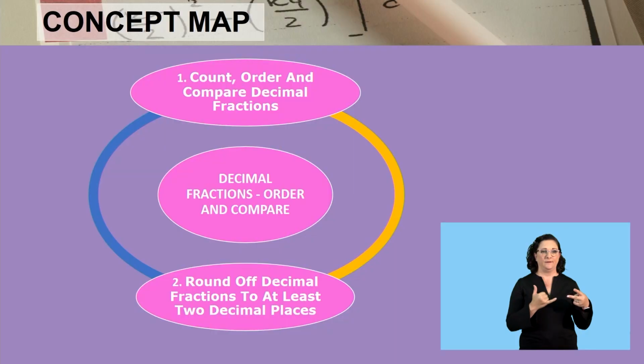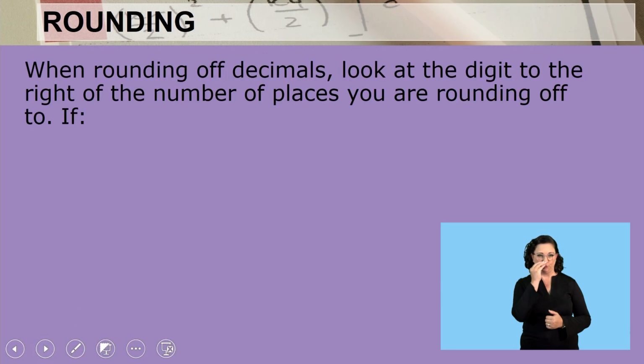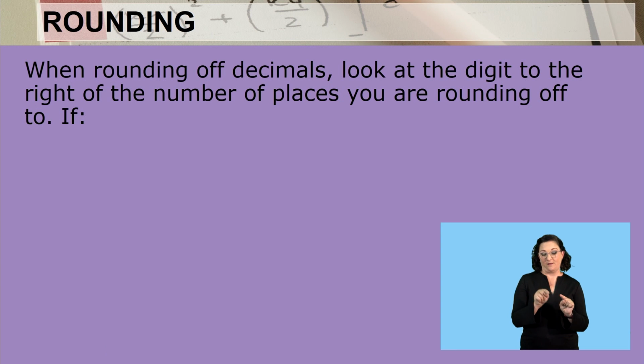Welcome back. As we continue with our lesson, we look at lesson objective number 2: rounding off decimal fractions to at least 2 decimal places. And let's look at a few notes. 1. When rounding off decimals, look at the digit to the right of the number of decimal places you are rounding off to.